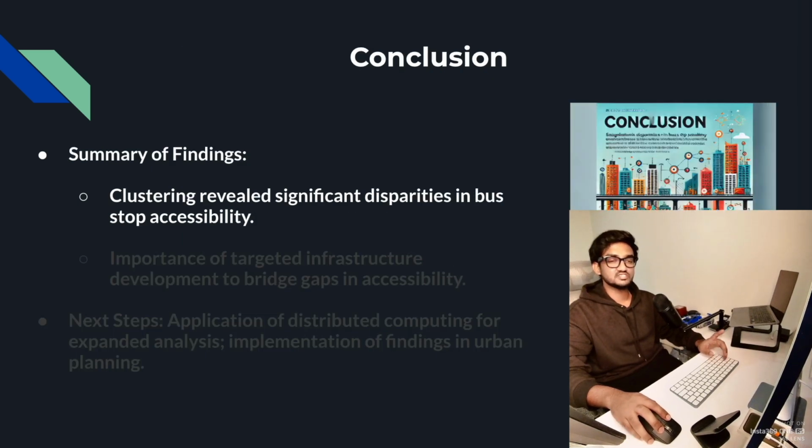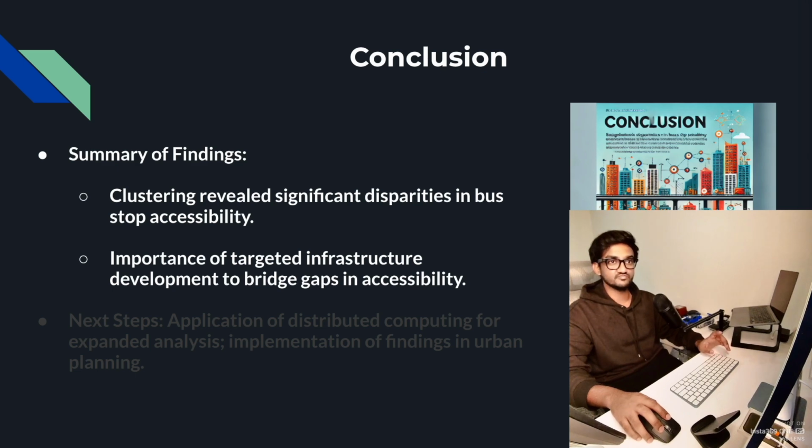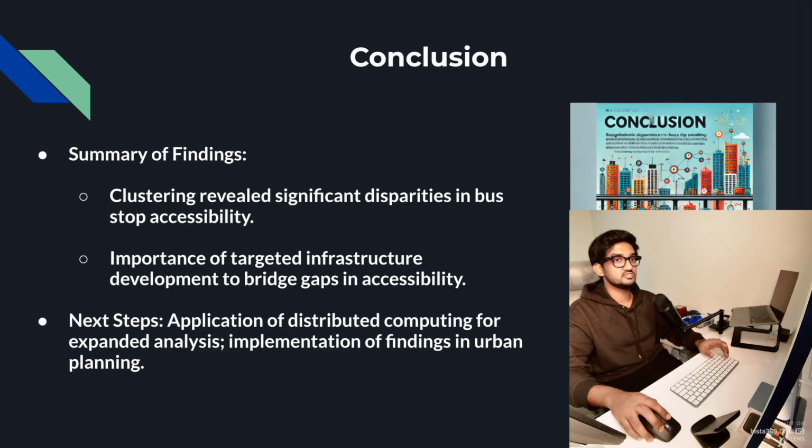To conclude, the clustering analysis reveals significant disparities in bus stop accessibility between different building types. This information can be used to target infrastructure improvement to ensure better access to public transit. In the future, this work could be scaled using distributed computing to include more data from multiple cities. The insights gathered from this analysis could directly inform urban planning and decision making.